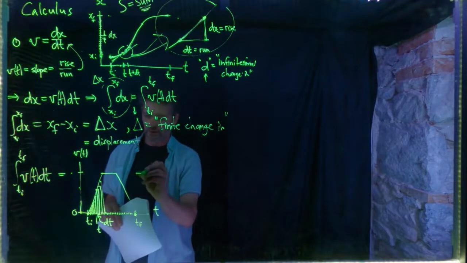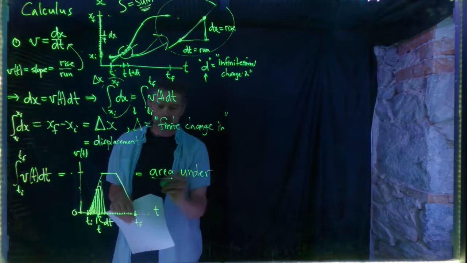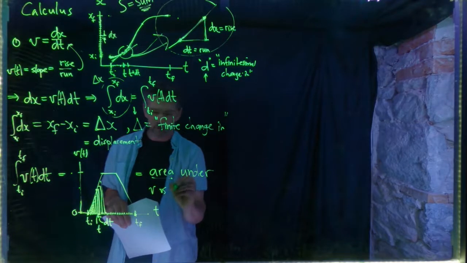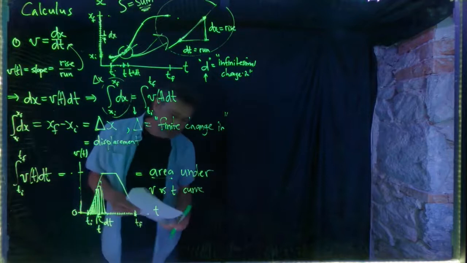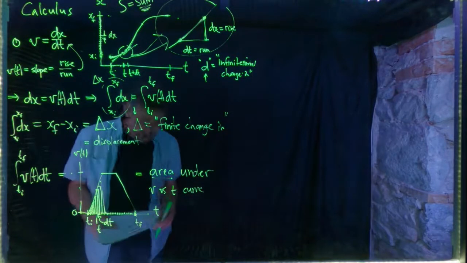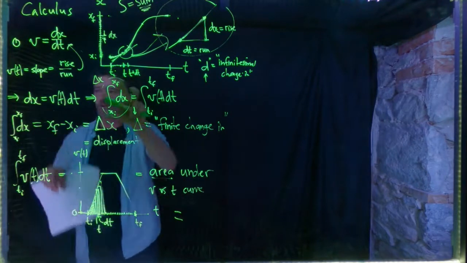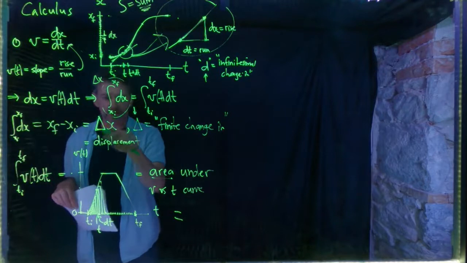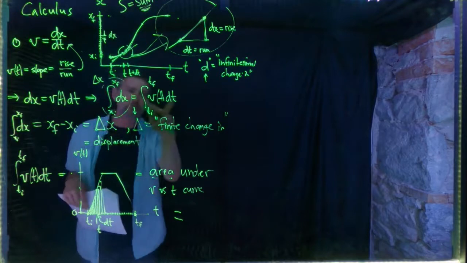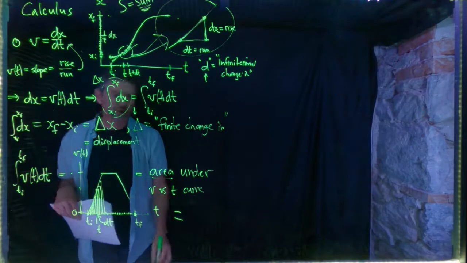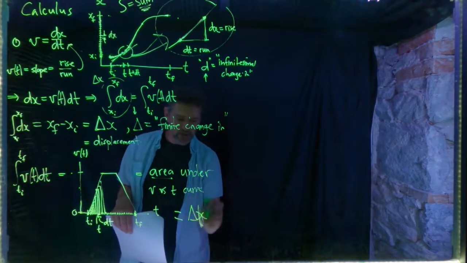So this is the total area under the v versus t curve from t initial to t final. That's great. That area under this curve is equal to, and that's the whole point here, the integral of dx, this left-hand side, which is the total displacement, x final minus x initial, delta x. The right-hand side is the area under the velocity versus time curve. So this is equal to delta x. Oops, not delta t, delta x.